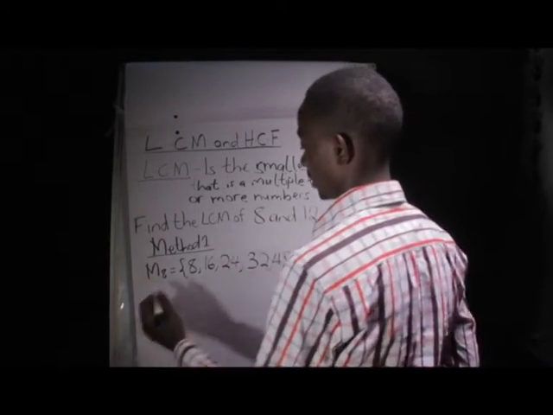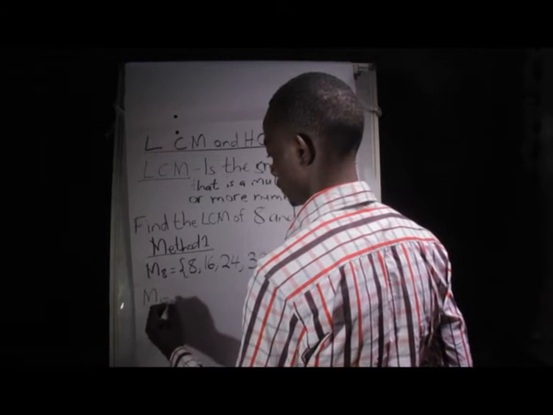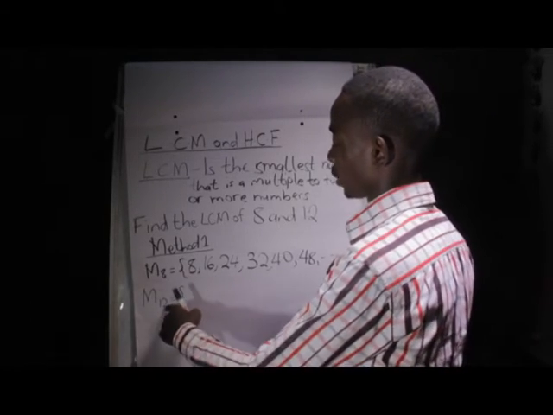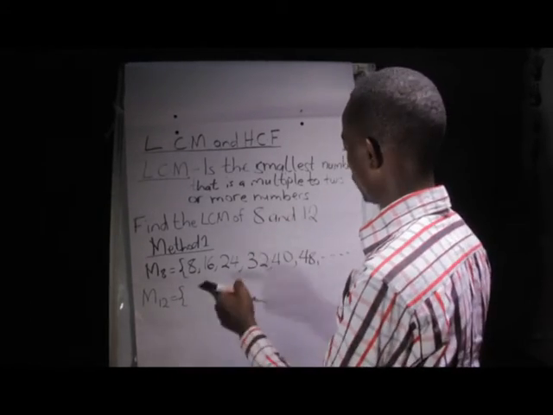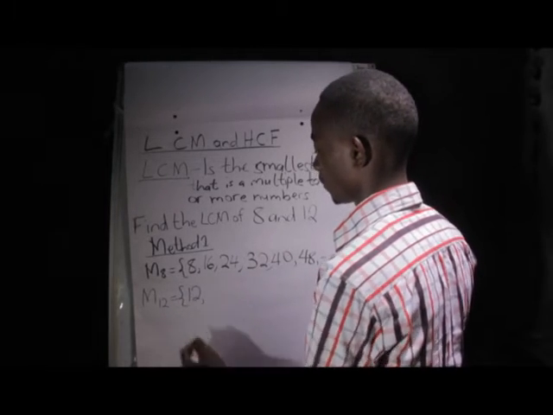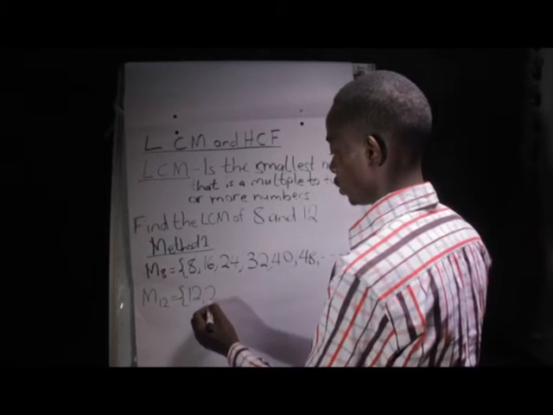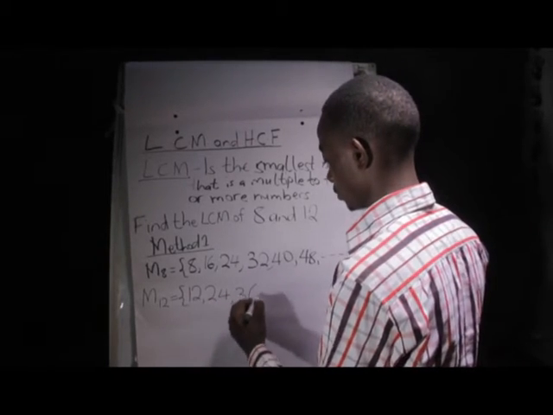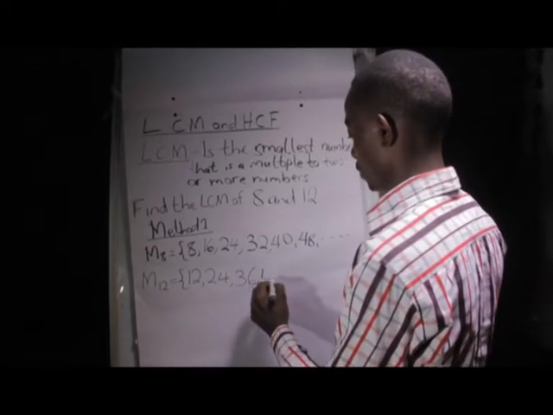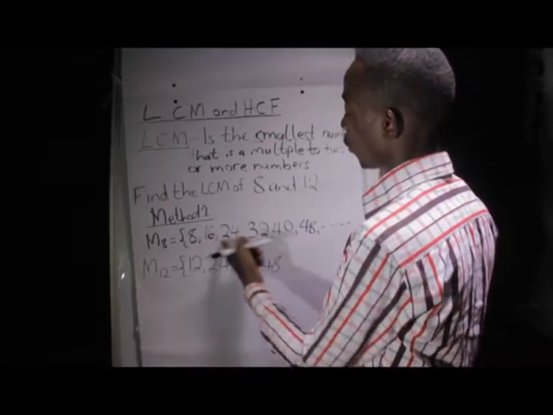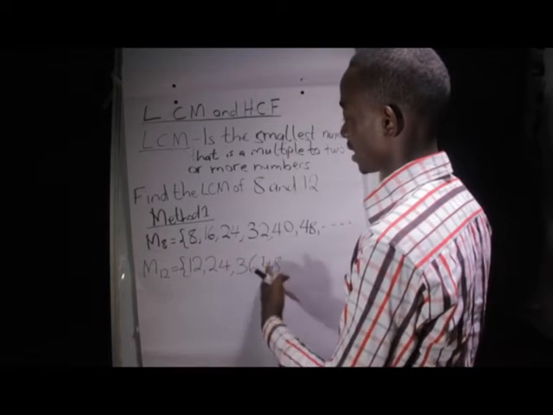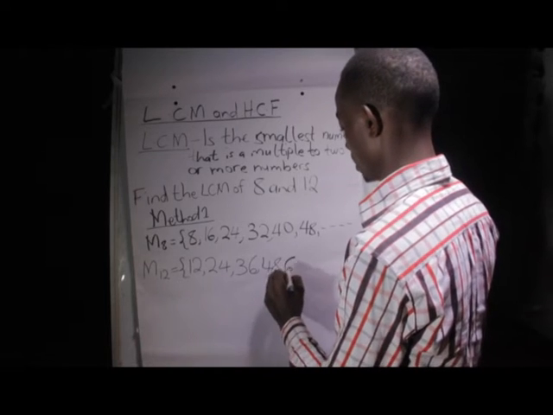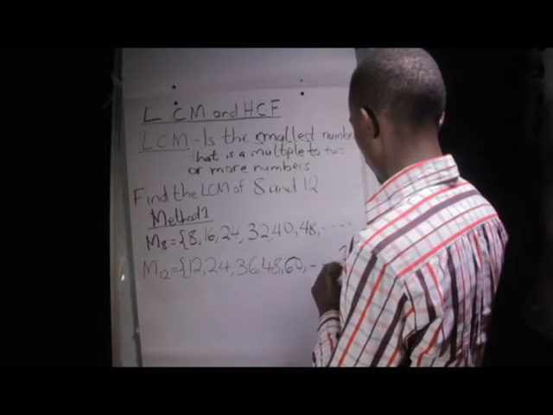Let me look for the multiples of 12. For the multiples of 12, you get 12 and first multiply it by 1. So 12 times 1 is going to give me 12. 12 times 2 is going to give me 24. 12 times 3 will give me 36. 12 times 4 gives me 48. Now already when you compare these two multiples, you can see that there are some numbers which are common in both instances. Then 12 times 5 gives me 60, and so on.